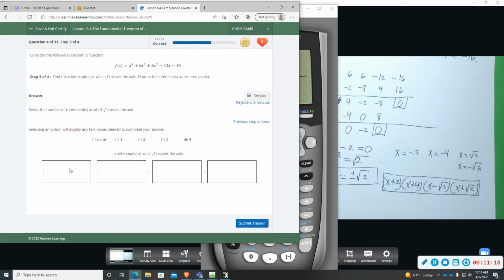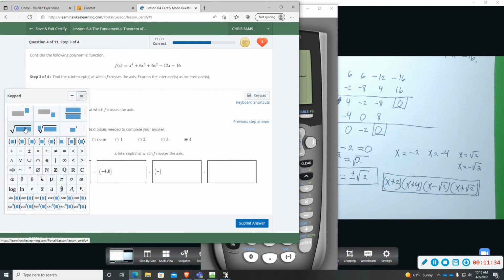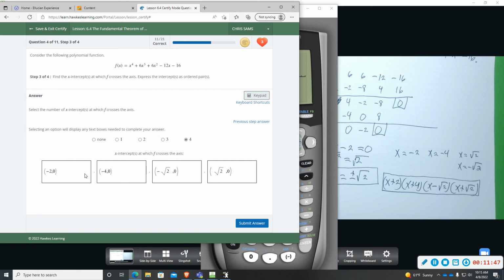And here are the numbers where it crosses, but we're going to write them as ordered pairs. So that's going to be negative 2, comma 0, negative 4, comma 0, and then negative square root of 2, comma 0, and then positive square root of 2, comma 0. So these will be your x-intercepts where it crosses.